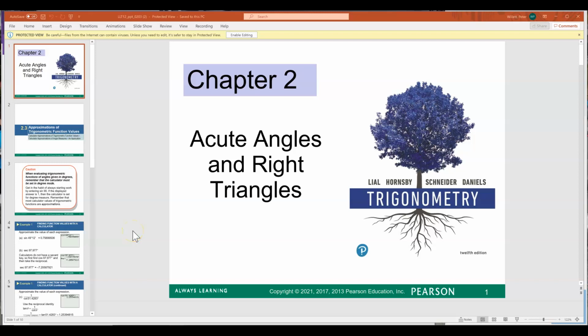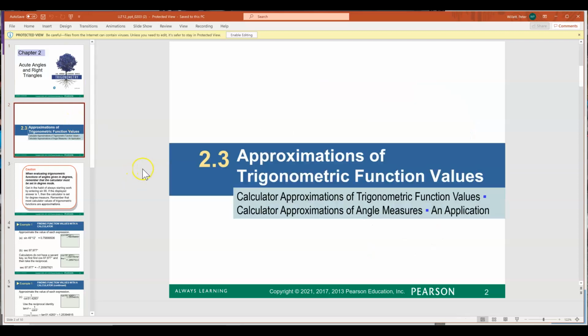Today we're going to take a look at Chapter 2, Section 3. And Section 3 is a very nice short section, because all we're going to look at in this section is how to use your calculator to get answers for trig functions. So calculator approximations of trigonometric function values and of angle measures is what we're going to look at.